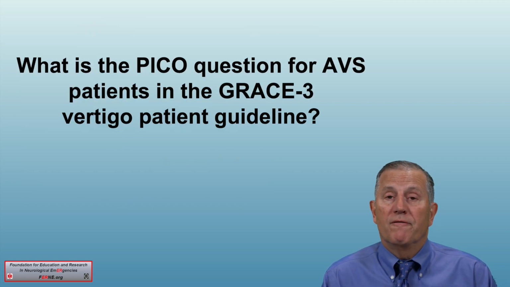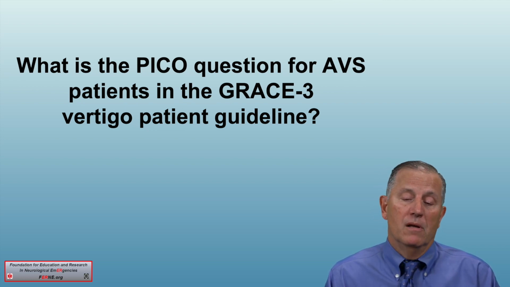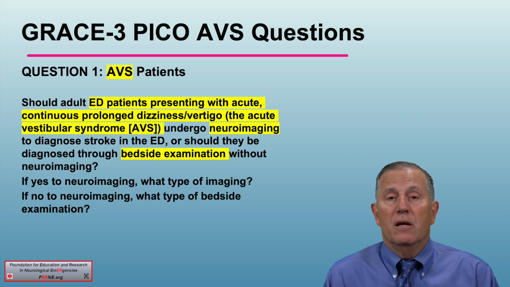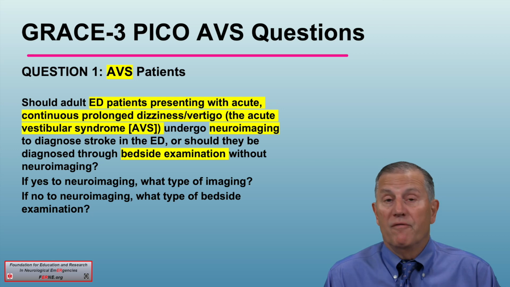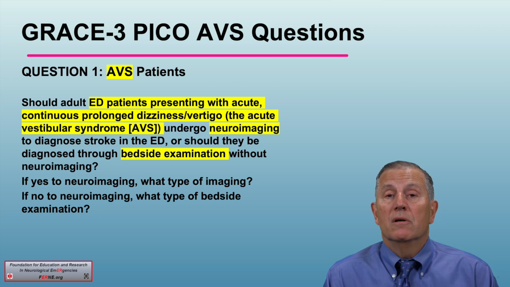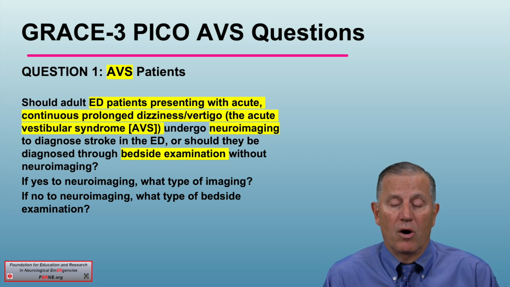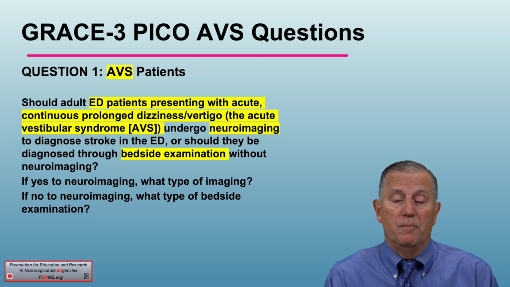What is the PICO question for acute vestibular syndrome patients in the GRACE-3 Vertigo Patient Guideline? The first GRACE-3 PICO question regarding acute vestibular syndrome patients states, should adult ED patients presenting with acute vestibular syndrome undergo neuroimaging to diagnose stroke in the ED, or should some type of bedside neurological examination be used in isolation without the need for neuroimaging? If neuroimaging is required, what type? And if not, what type of bedside examination should be done?